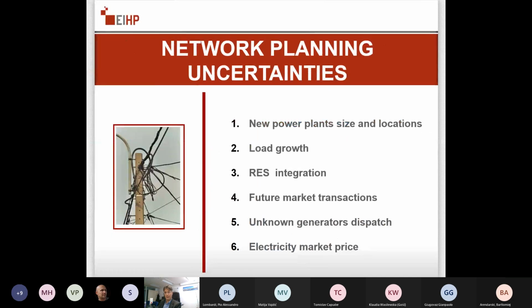Just to recap, the network planning uncertainties are related not only to new power plant size and locations, as we saw in a simple example, but also to load growth, renewables integration, future market transactions, generation dispatch, and electricity market prices. Everything has an impact on the network planning, because if any of these inputs is different, it could result in a different topology needed.